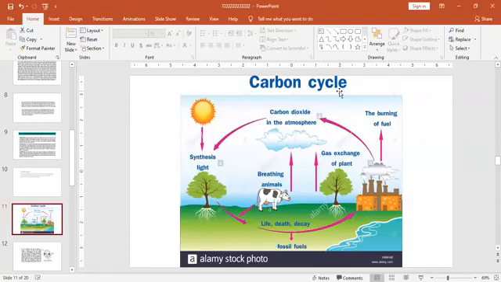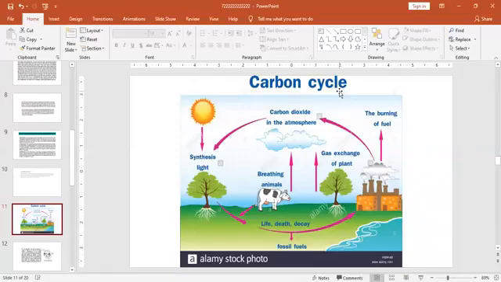So in this cyclic rotation, from plants to animals, carbon dioxide is released and mixes with the atmosphere. Burning fuel produces carbon dioxide that mixes with the atmosphere. So carbon dioxide goes from plants to animal bodies and the atmosphere.